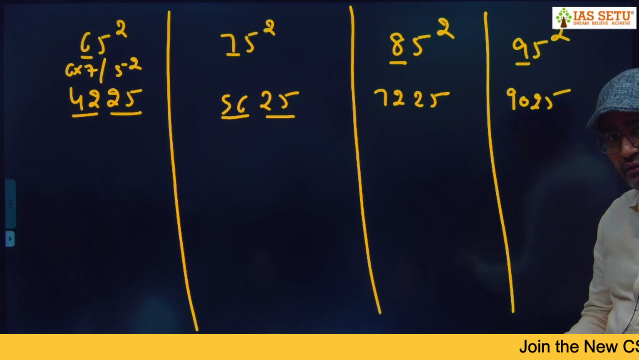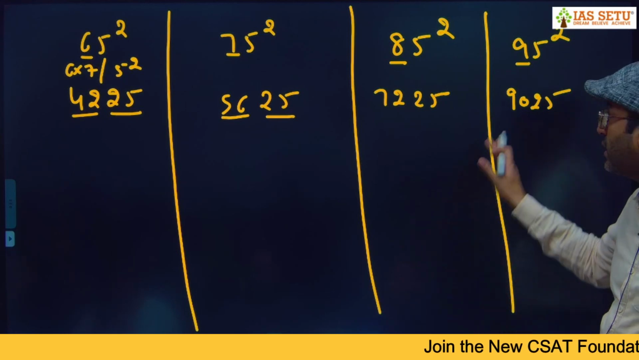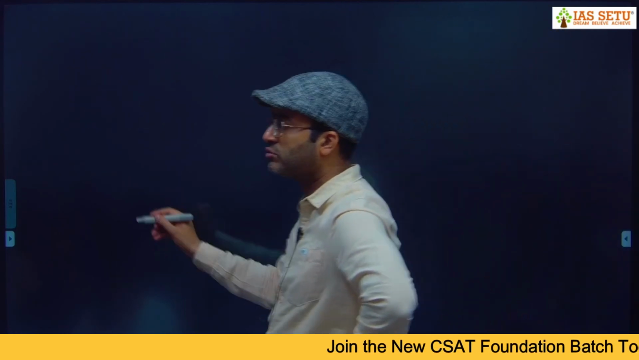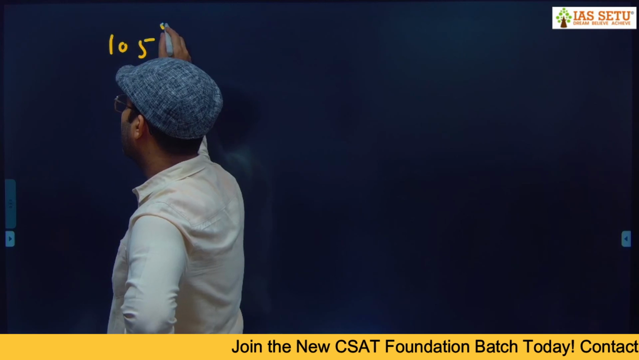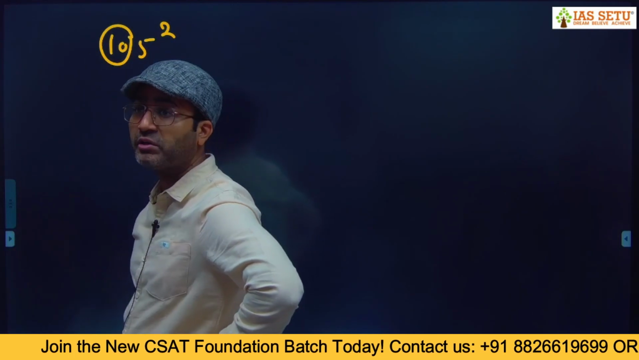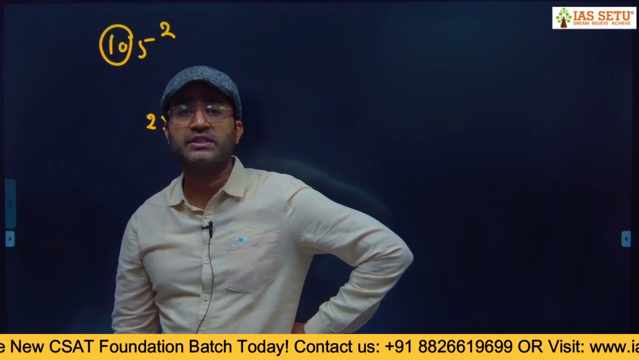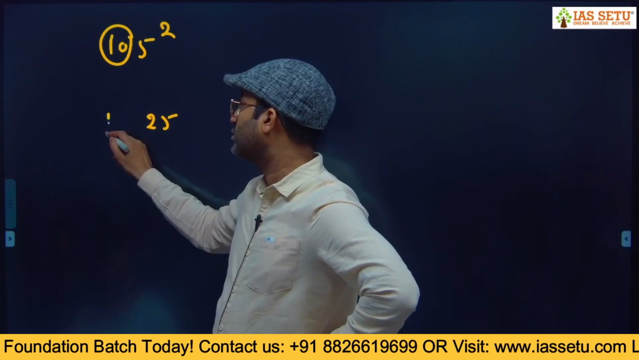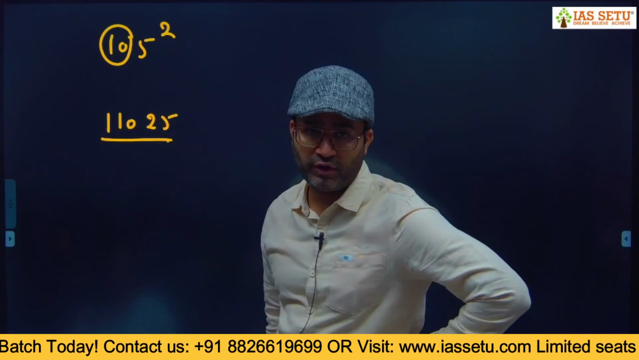It is applicable for 3-4 digits. सबके लिए काम करता है. जैसे 105 square is asked. So what you can do, right side is 25, left side will be 10 into 11. Remaining value here is 10. What is 10 into 11? 110. So it is 11025.